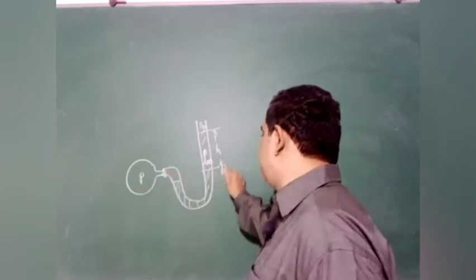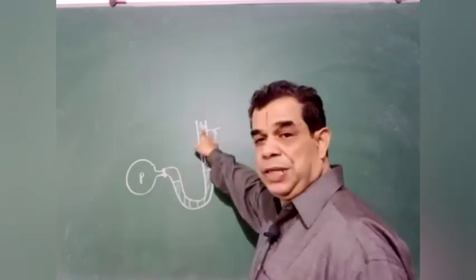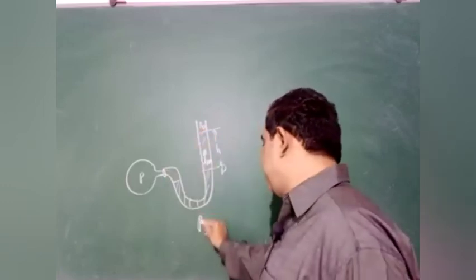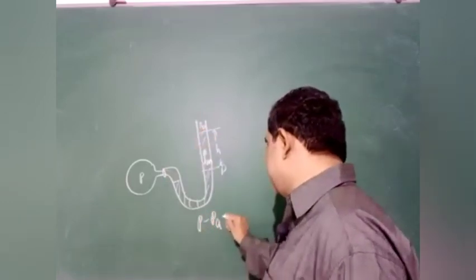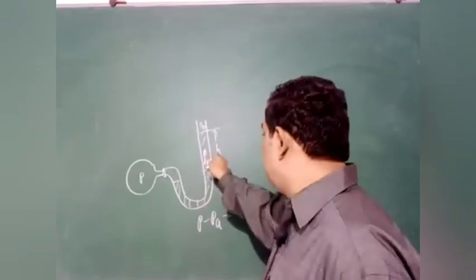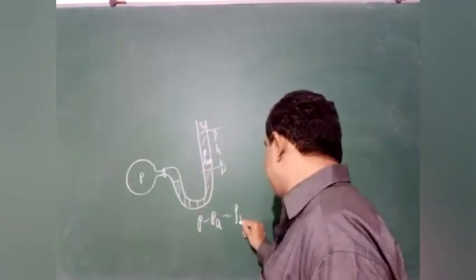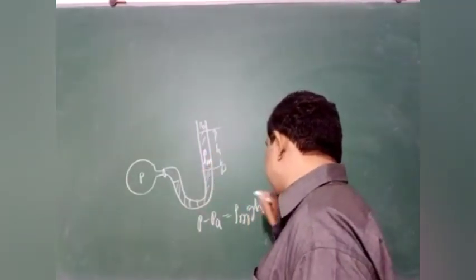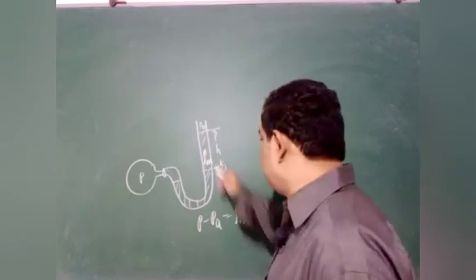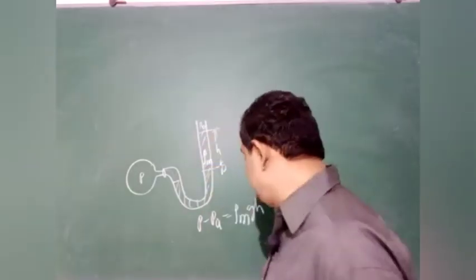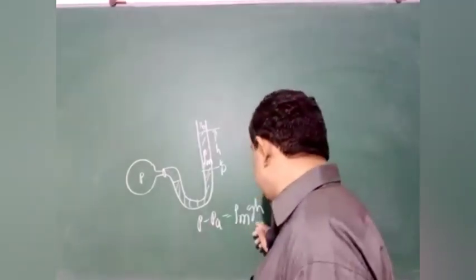Say here P is the pressure. Here PA is the atmosphere pressure. P minus PA is the gauge pressure now. At what depth H? So I must write rho m G H. M is the manometer liquid density. What you use there: G H.